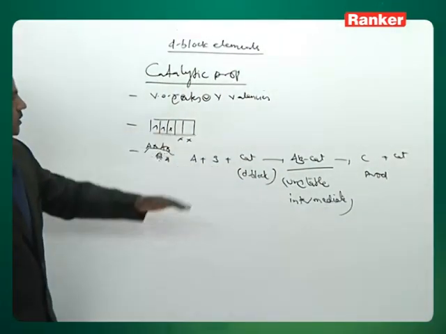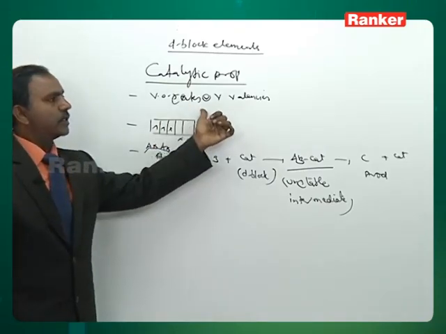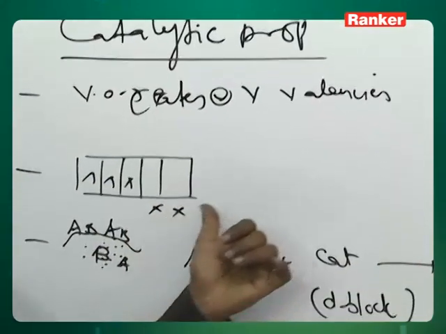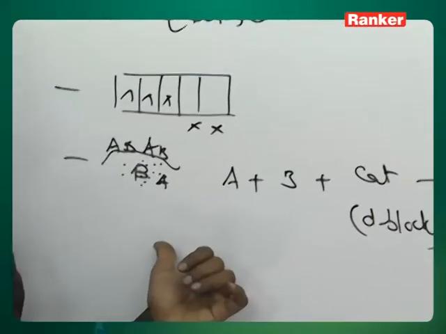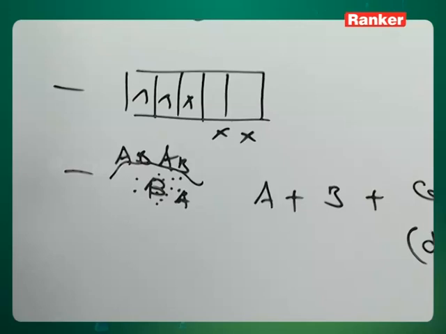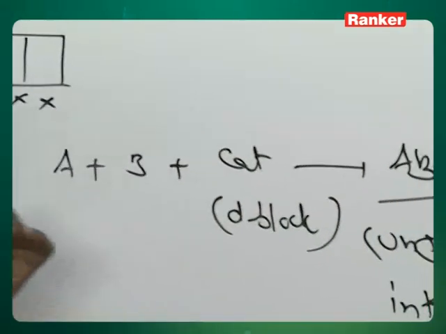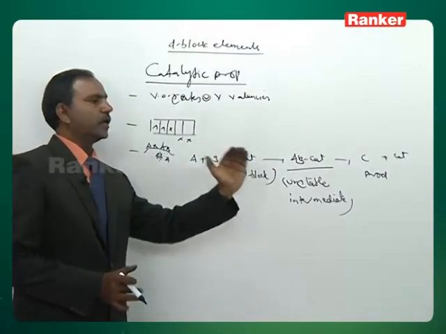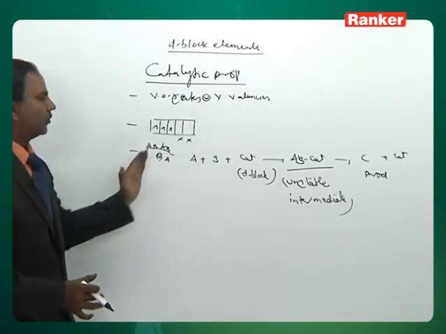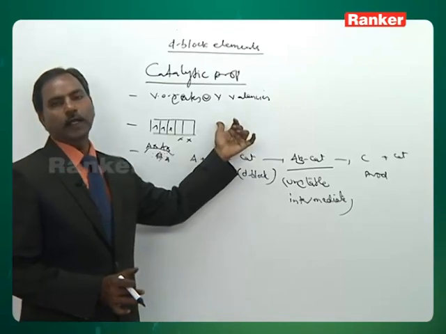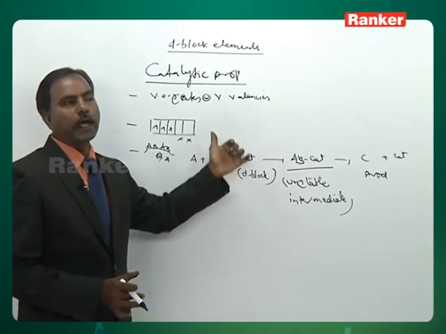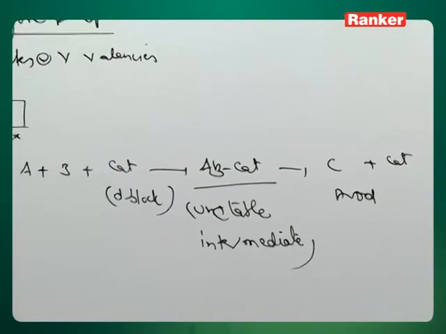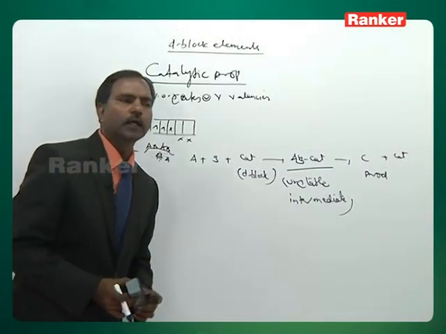Due to these particular reasons: variable oxidation states, variable valencies, unpaired electrons, incompletely filled d orbitals, finely powdered state with greater atomic surfaces, they adsorb the reactants, form an unstable intermediate and facilitate the reaction to take place. Because of these reasons, most of the d block elements and their compounds act as best catalysts.